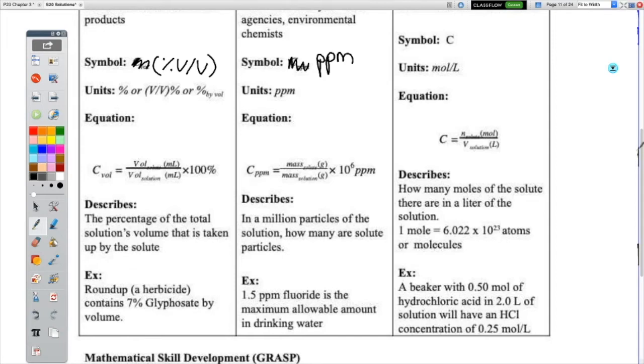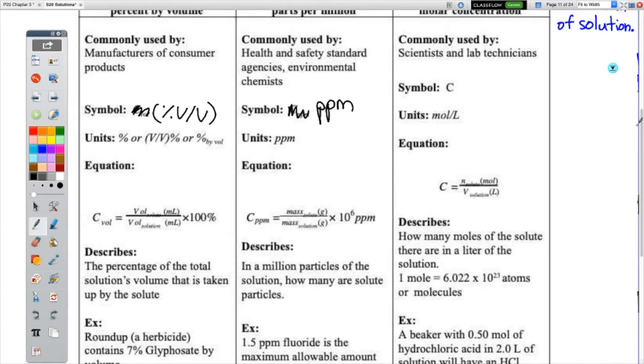Because if you are an environmental chemist or a health and safety standard agency, you are really, really paying attention to small amounts of things. We're looking for things like toxins in food. So we need to be careful. We can't say, oh, it's 10% mercury in your fish. No, that's not good enough. We need to be really careful with things that people are going to be eating, things that are going to be impacting entire ecosystems in the case of environmental chemists. We need to monitor it very carefully.